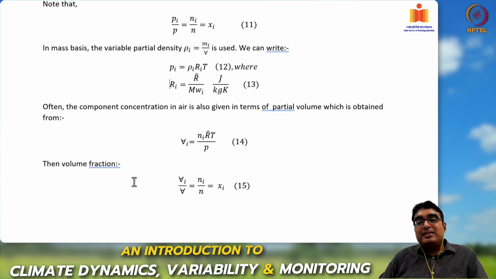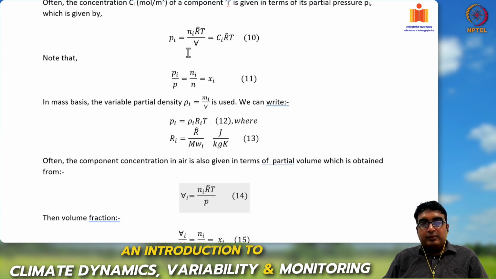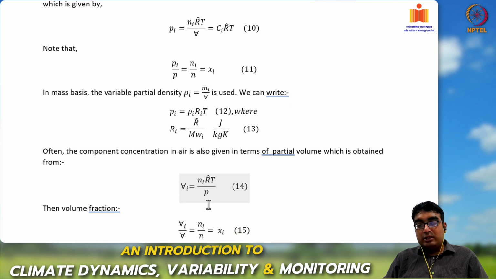Another way to express the same things, and we are just looking at various expressions because they will be used in later classes, is that the component concentration in air is also given in terms of partial volume, which is obtained by Vi equals Ni RT by P. So instead of this expression, we put Vi here and put the total pressure P here. This is defined as the partial volume, Ni into R into T by total pressure.